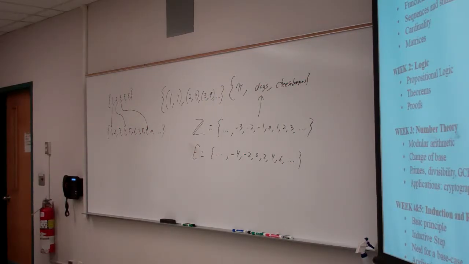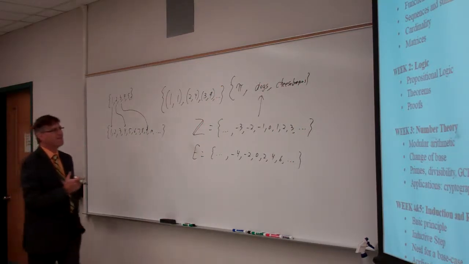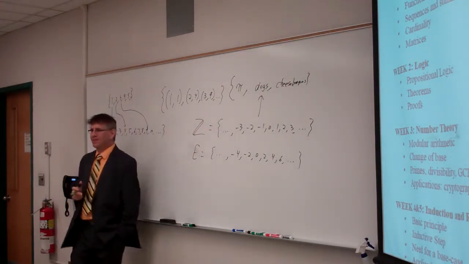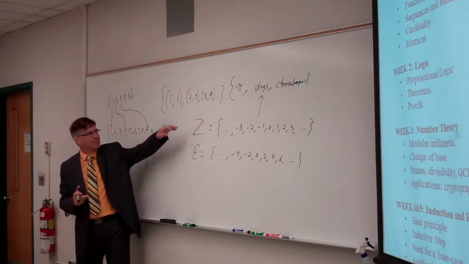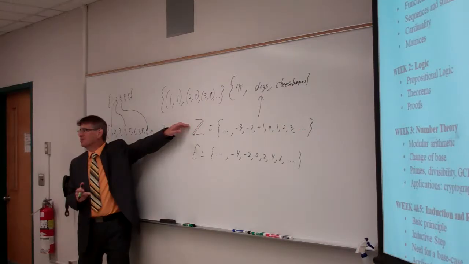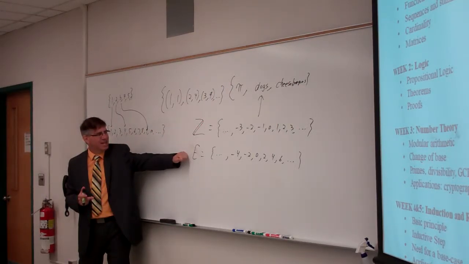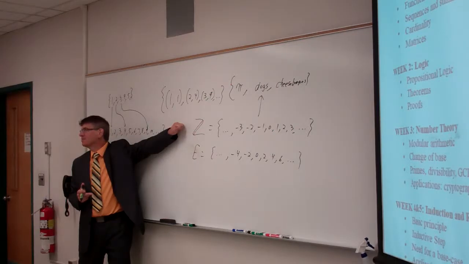Smaller infinity. It's an infinite number, but it seems somehow smaller because we're missing half the elements from here. It's still an infinite number, but we seem to be missing half of this, so it should be like infinity divided by 2 or something. And it's not. We can show that this set is exactly the same size as this set in a very formal way.